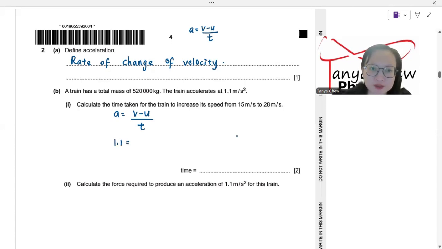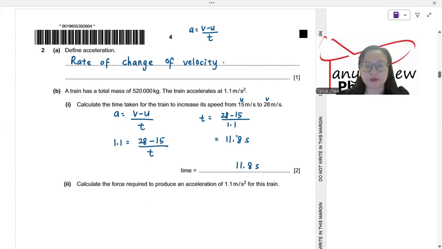And the final velocity, because the train increases the speed. So this is initial velocity. This is the final velocity. You just take 28 minus 15 divided by time taken. So make sure that you make time the subject. So the time is 28 minus 15 divided by 1.1, and the time taken is 11.8 second or 12 second. So I put 11.8 second, three significant figures, or you can put it in 12 second, which is two significant figures.